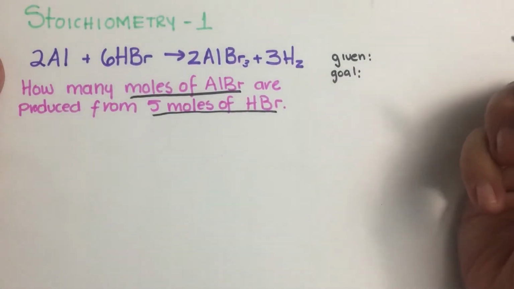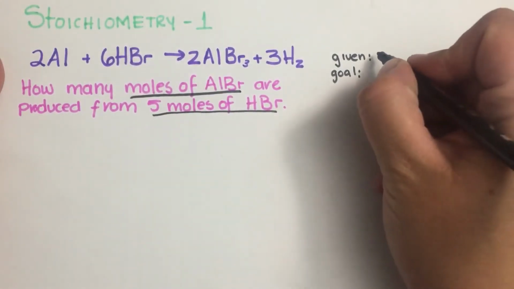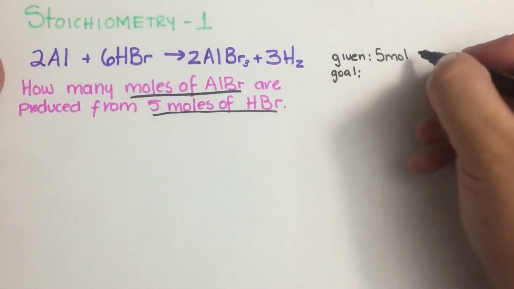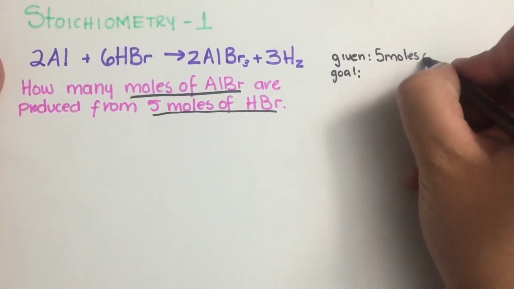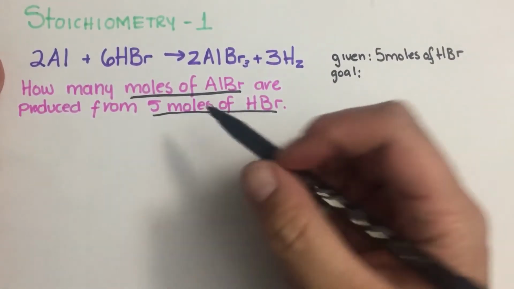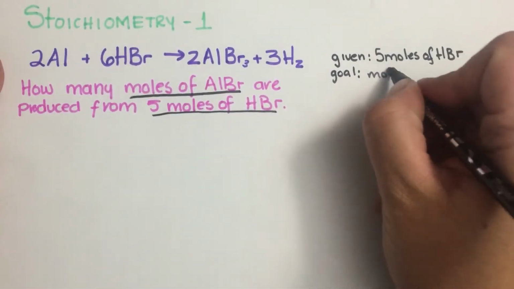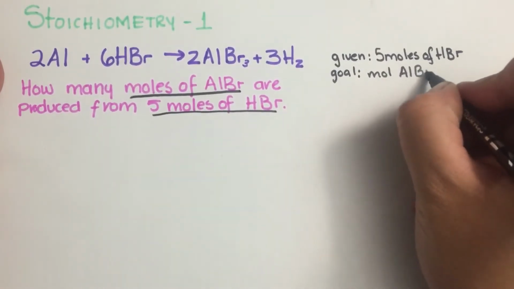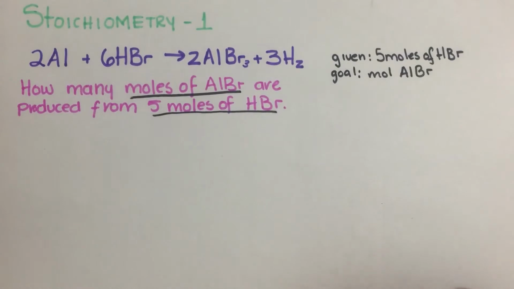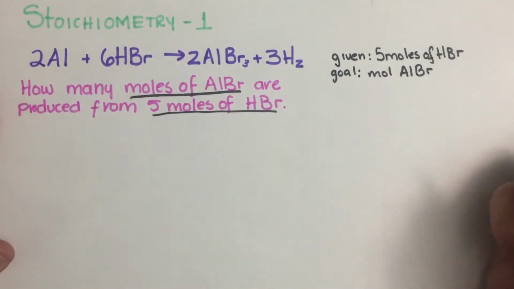What information are you provided? This is usually the numbers that you have. In this case, you have 5 moles of hydrogen bromide. What's the goal? Well, how many moles of aluminum bromide are produced? So you want to get to moles of aluminum bromide. How do we go from one place to the next? Remember, you must be in moles in order to be able to use your reaction. So let's go ahead and try this out.